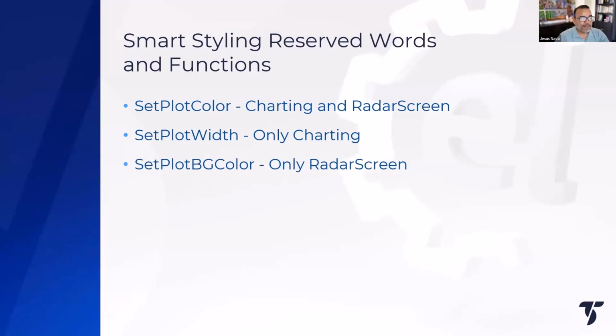Another word is set plot BG color. Now, the BG in this reserved word means the background. It's only used in radar screen. Now, this doesn't apply to the chart.